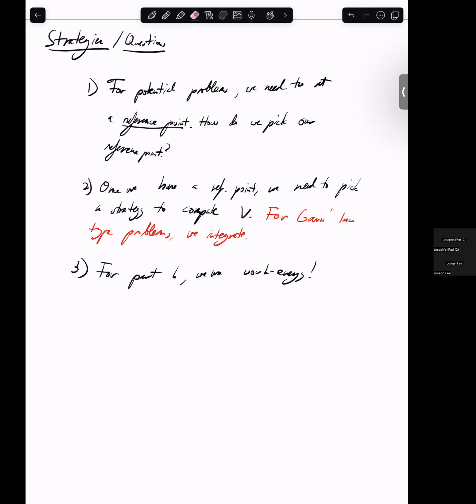Next, we actually need a strategy to compute what the potential is. If you remember maybe some other examples from recitation, one problem we did was a configuration of charges. In this case, we can just use this nice formula of V equals KQ over R and add them all together. But for Gauss's law type problems, we tend to integrate. So we'll show you how to set that up. And then for the last part of the problem, part B, we're basically going to use things that involve work, energy and potential energy, kinetic energy. Since we're working with potentials, maybe using energy is sort of like a good hint.